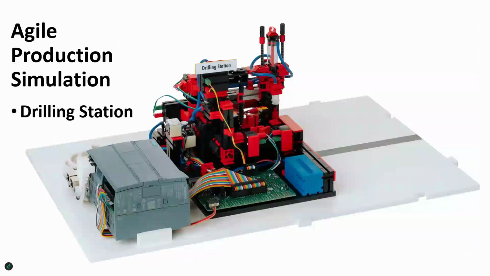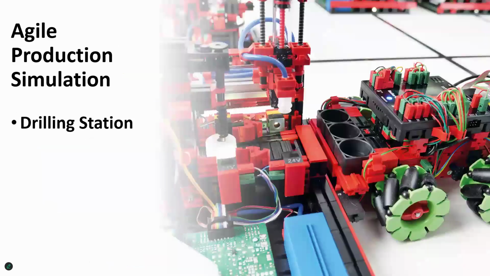The next model we can look at is the drilling station. The drilling station consists of a docking station for the AGV. It has a vacuum gripper that places the workpiece onto a conveyor belt from the AGV from where it is transported under the drilling head. Now, after the simulated drilling process occurs, the workpiece is transported back to the gripper on the conveyor belt, and the gripper then places the workpiece back onto the AGV.